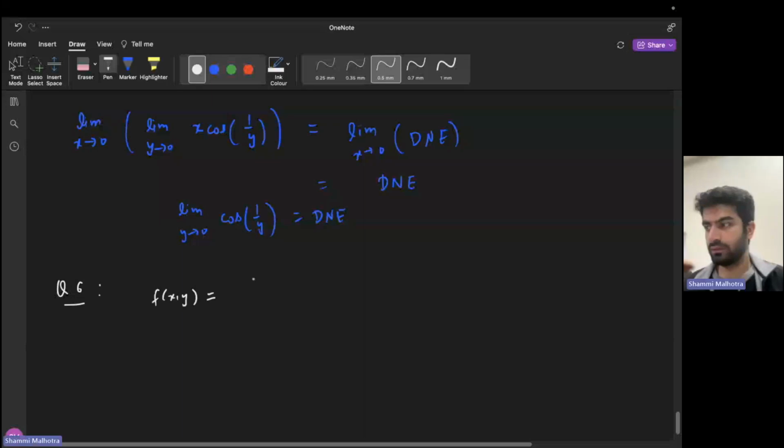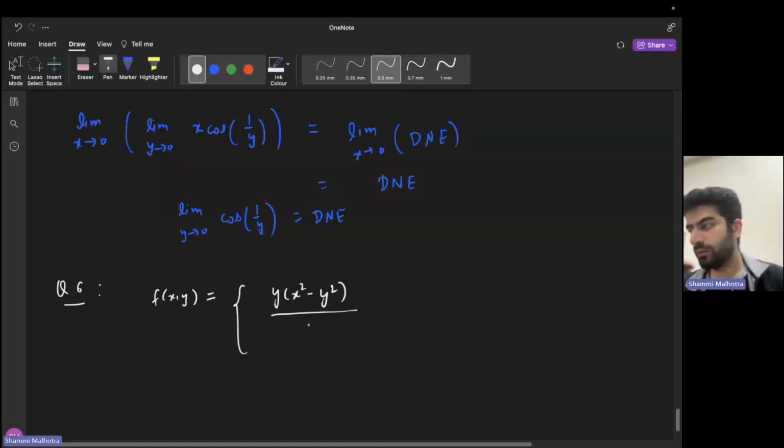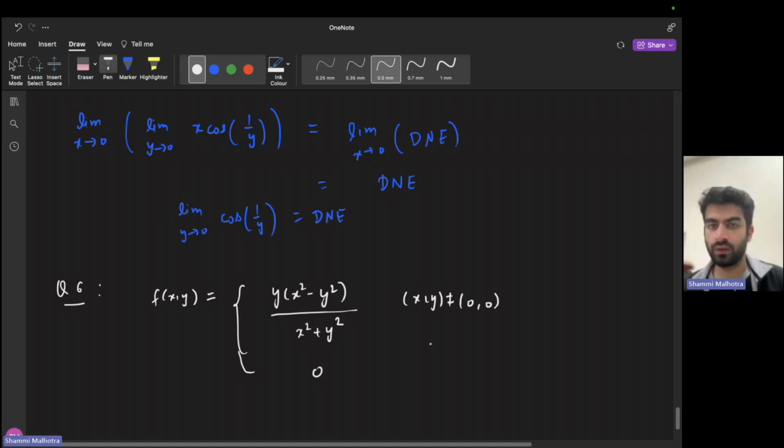Which is basically given as y times (x square minus y square) whole divided by x square plus y square, and then we have a 0. So this is whenever my (x, y) is not equal to (0, 0), and this is whenever my (x, y) is equal to (0, 0). Okay.